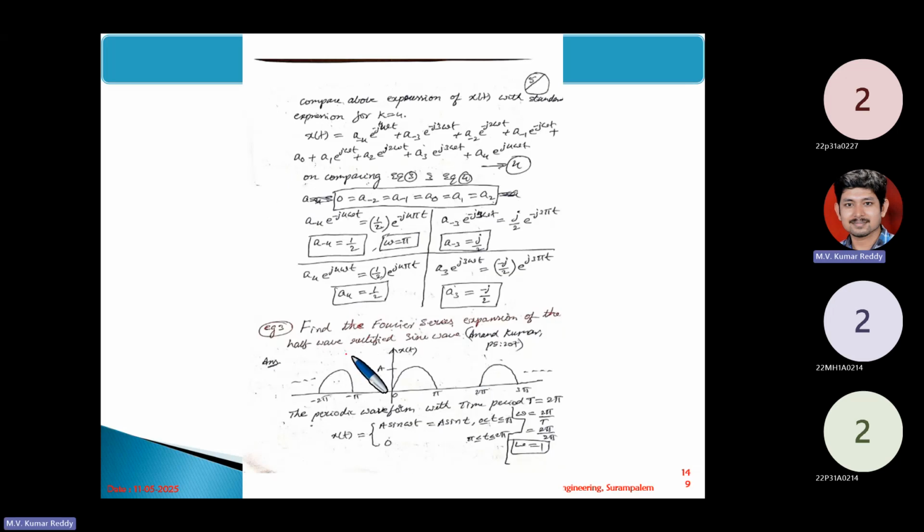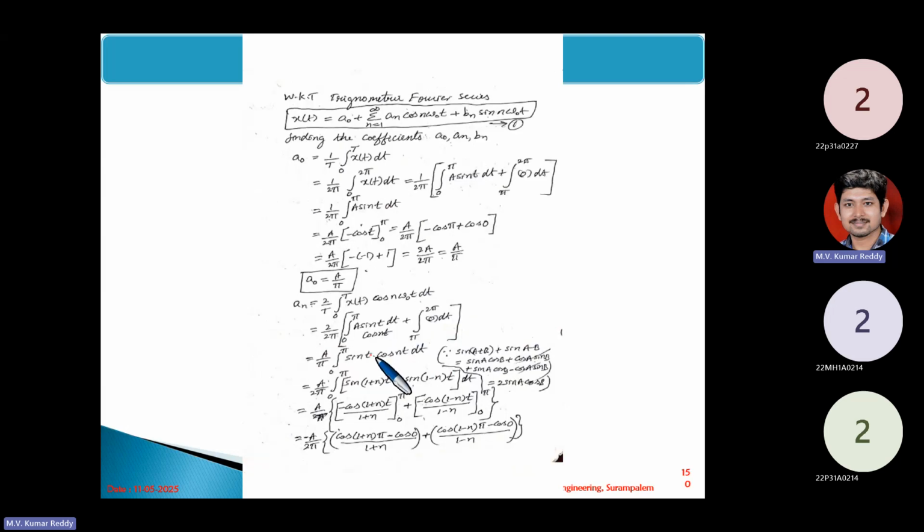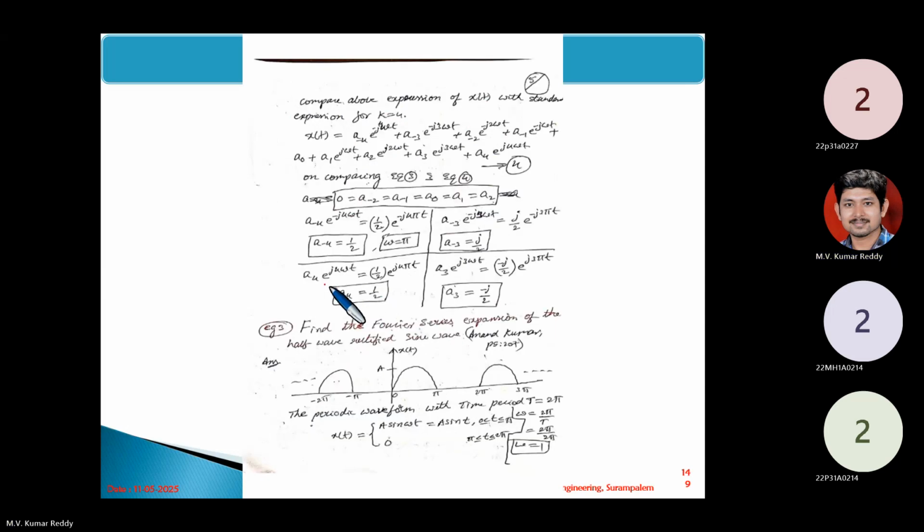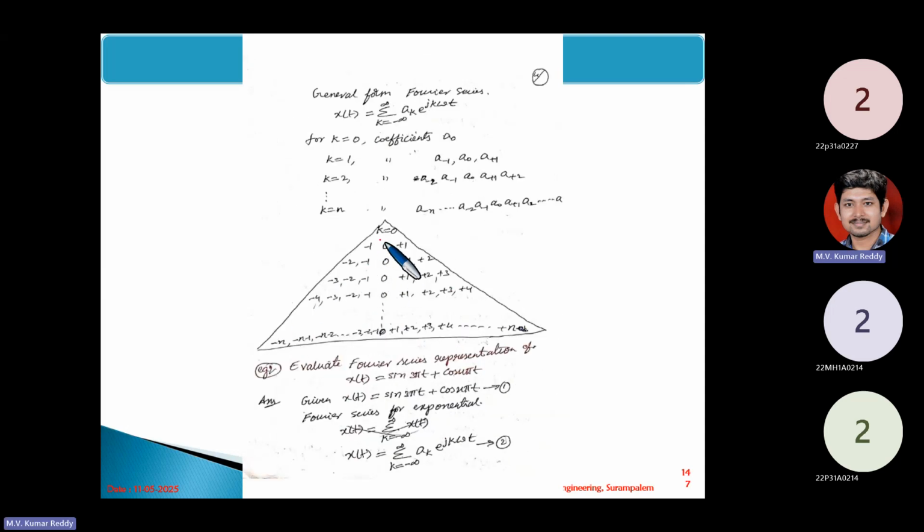If nothing is specified, you have to take the trigonometric Fourier series. You have to calculate a0, an, bn, and substitute in this value. Another important one is this one. When k is equal to 0, this one. When k is equal to 1, this one. When k is equal to 2, this one. When k is equal to 3, this one. When k is equal to 4, this one.